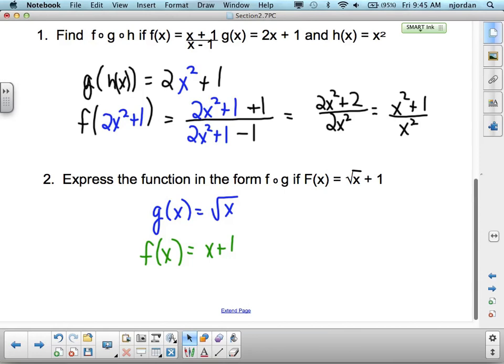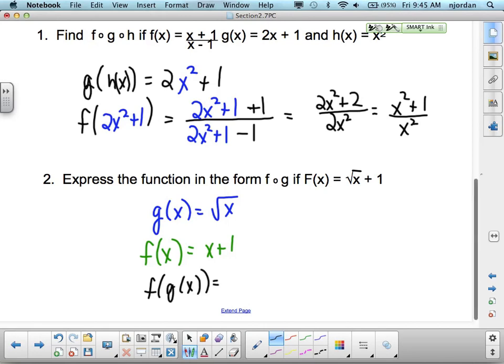So to verify that, let's do f of g of x. Take the blue function, root x, plug it into the green function, and we've got what we started with, the root x plus 1. Okay?